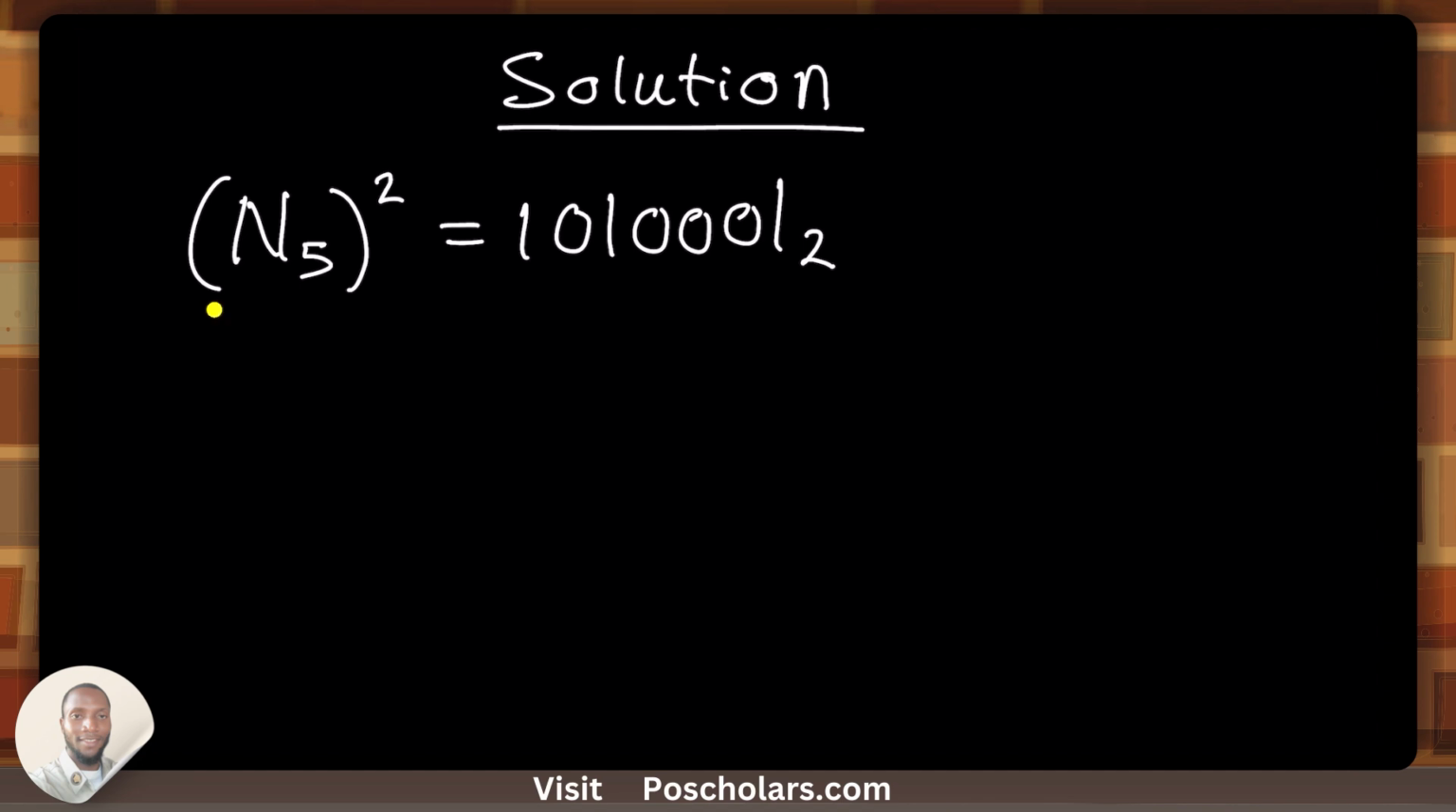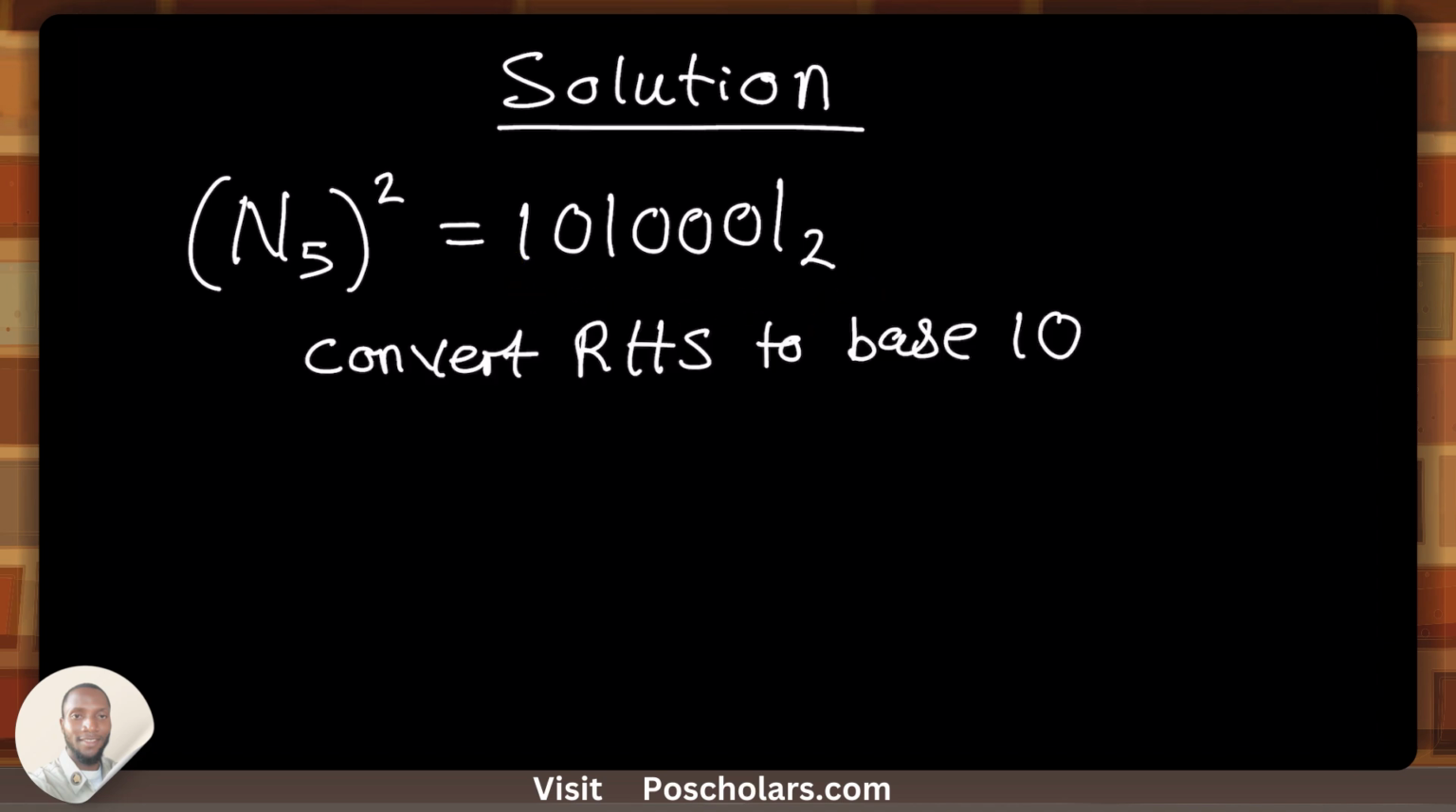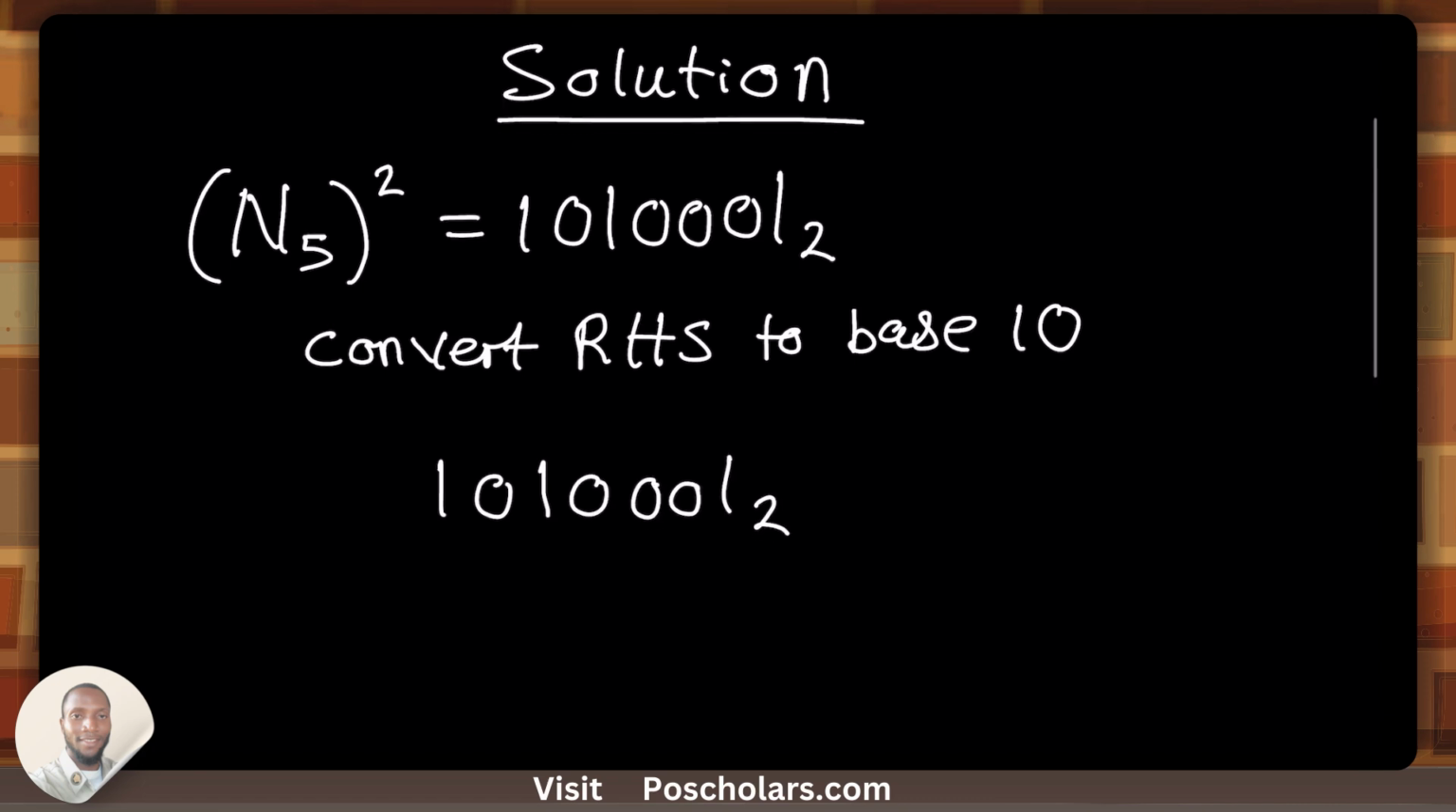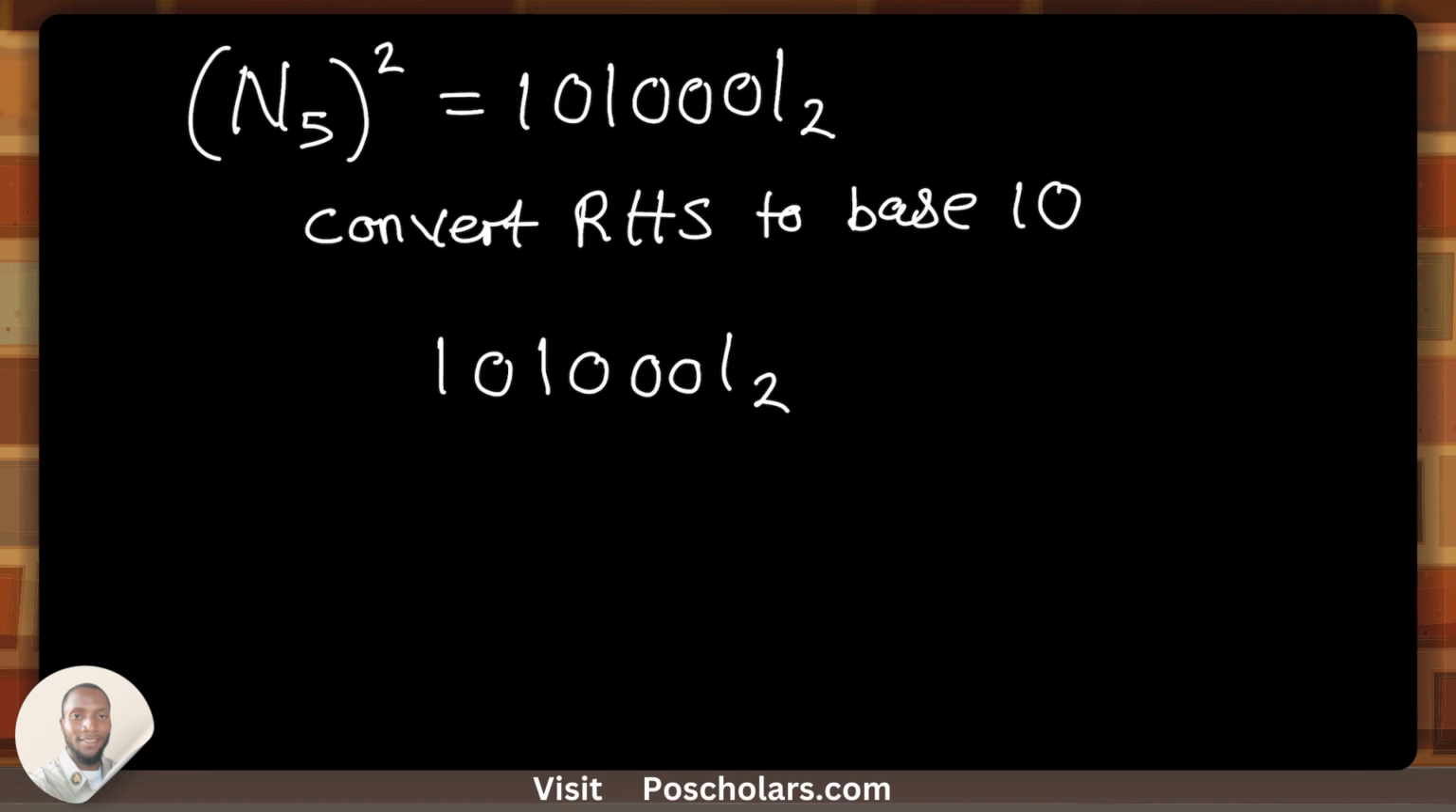We have the left hand side and the right hand side. So what we are going to first of all do is to convert the right hand side to base 10, right? Now, we know that our right hand side is 10100001 base 2. So we need to convert it to base 10. To do that, we simply write 10100001 base 2.